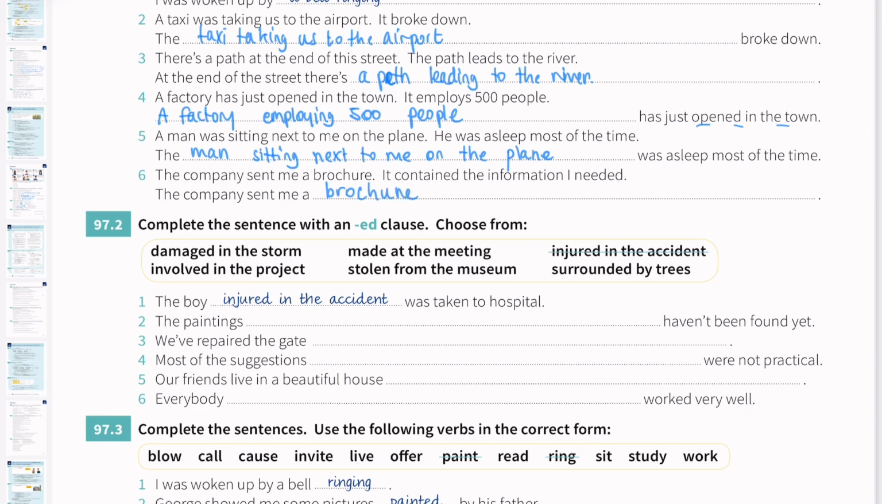B-R-O-C-H-U-R-E. Brochure. Contained, the verb becomes ing clause, containing, C-O-N-T-A-I-N. So be careful, spelling is very important, especially for writing essays, like the writing section and the listening section. You have to work on your spelling if you have some difficulties or problems with spelling mistakes. Containing the information I needed. So that's it for question number 1.